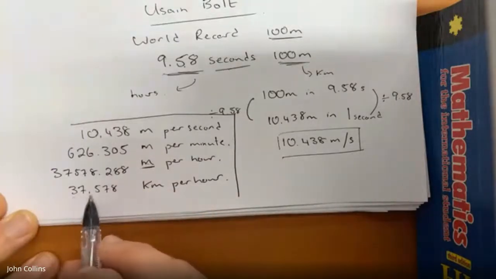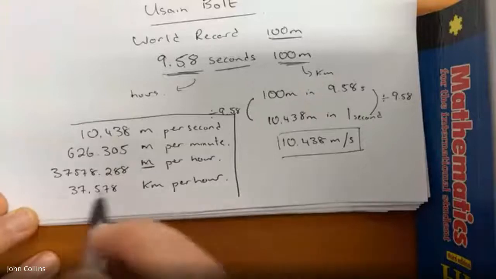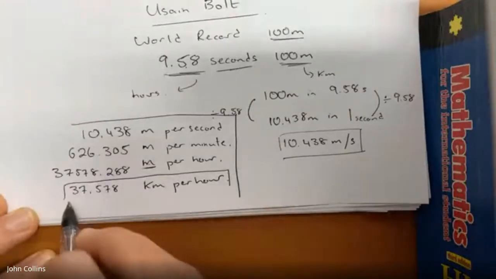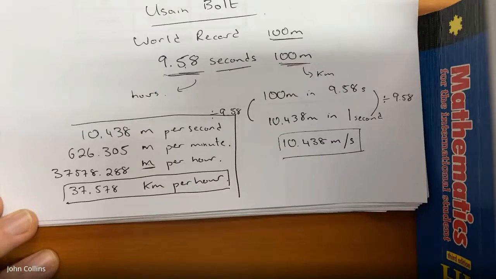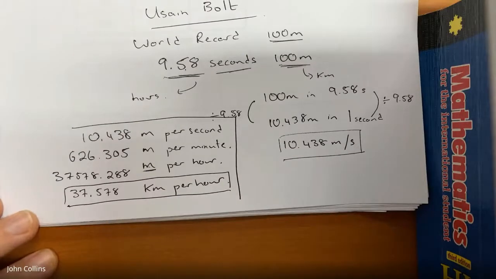So about 37.5 kilometers per hour was Usain Bolt's speed as the fastest man in the world. So perhaps that's a bit slower than you thought. Perhaps it's faster than you thought. So if you're in the car or on a motorbike at some stage in the next few days, maybe ask the driver to go at 37.578 kilometers per hour and you can see how fast.